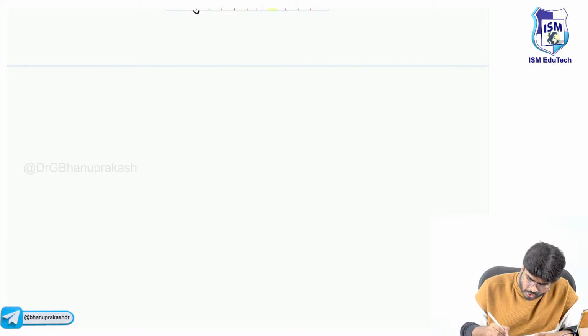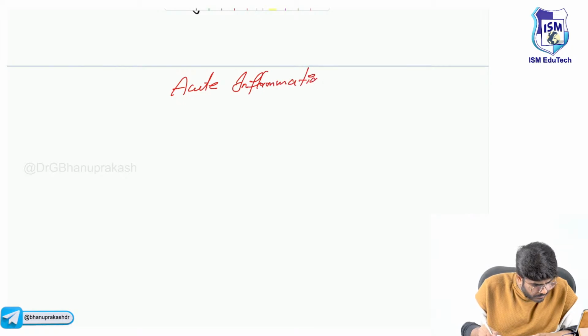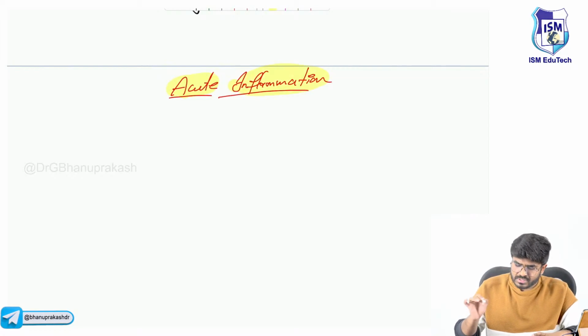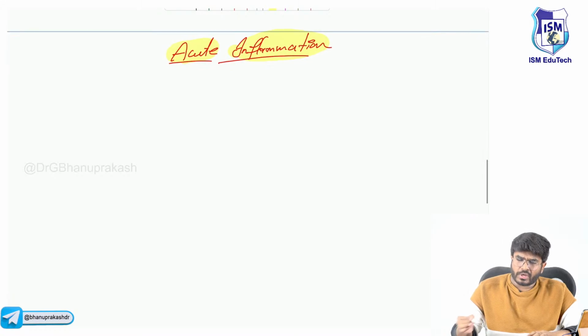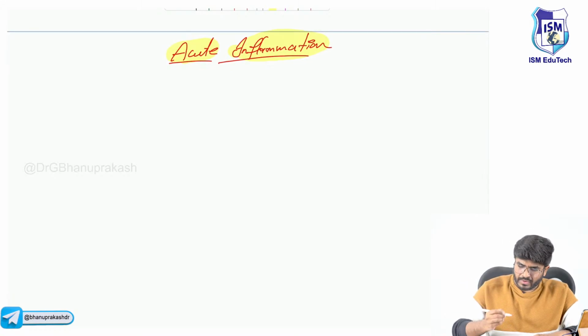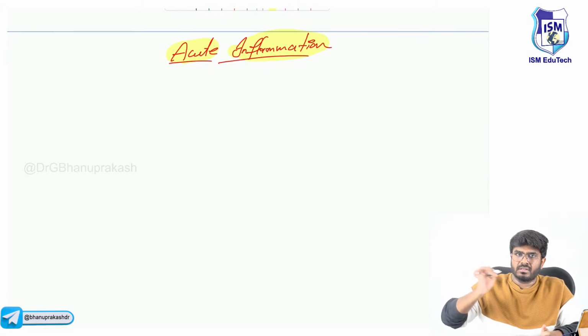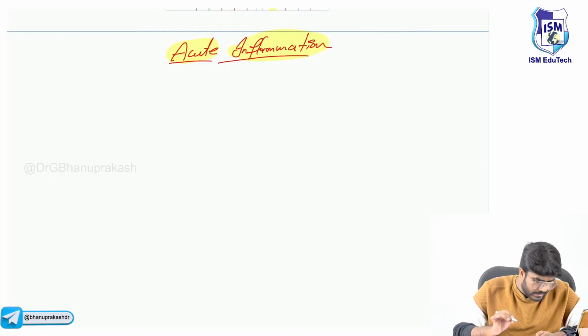Now, let's begin with the topic, sir. Acute inflammation. Again, I am telling, sorry for my handwriting. The pen is misbehaving, so I should write in a very easy way. If I am touching my hand to the screen, the lines are coming. So acute inflammation. Let's see the events.